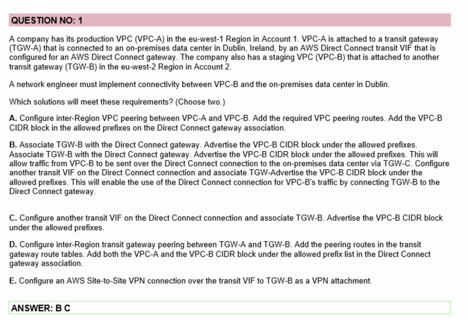E. Configure an AWS site-to-site VPN connection over the transit VIF to TGWB as a VPN attachment. Answer: BC. Question No. 2.